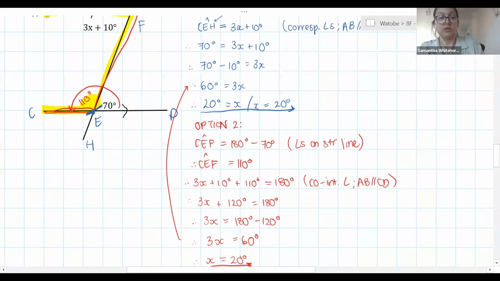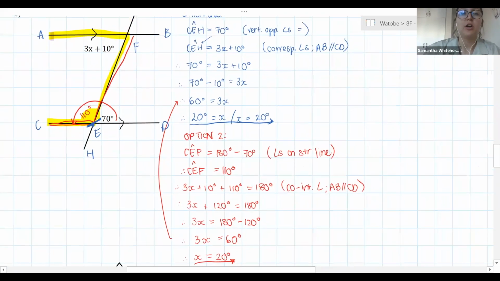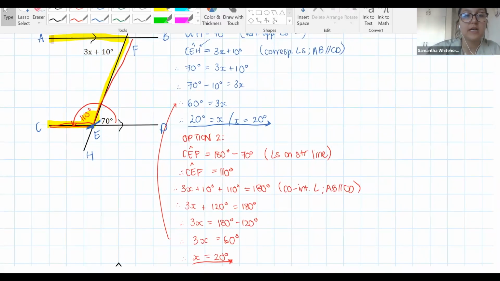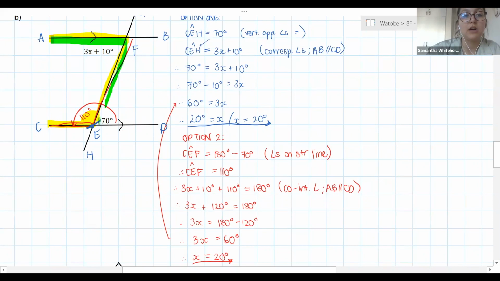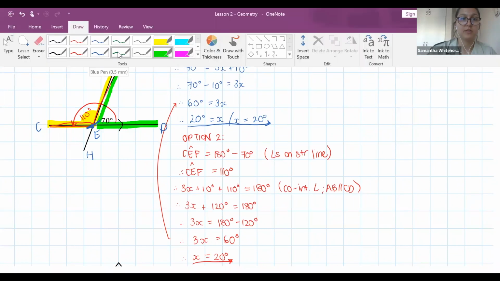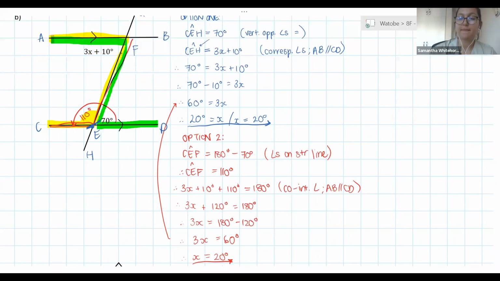I feel like I've been talking for a long time. Does anyone want to try option 3, that said to us these are alternate angles? If no one wants to try, can someone at least tell me what do we know about alternate angles? Are they equal? Do they add to 180 degrees? Do they add to 360 degrees? What do we know about them?